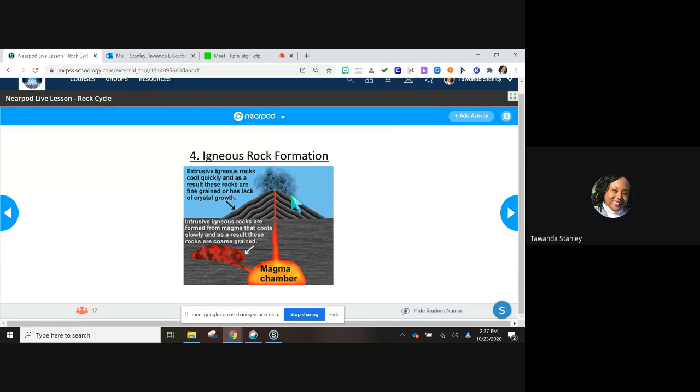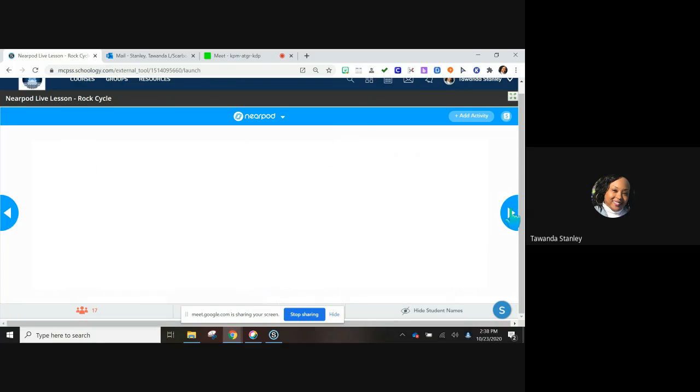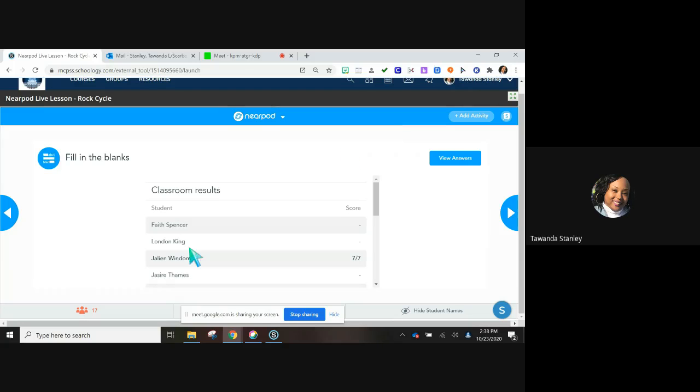This picture is just another image of extrusive being outside, so you can picture it like the outside of a volcano. That's what it looks like. And then the intrusive is going to be inside, trapped, buried underneath the earth's surface. At this point we had an activity where we did a little matching.